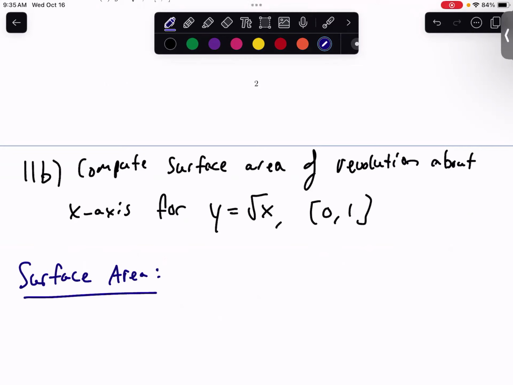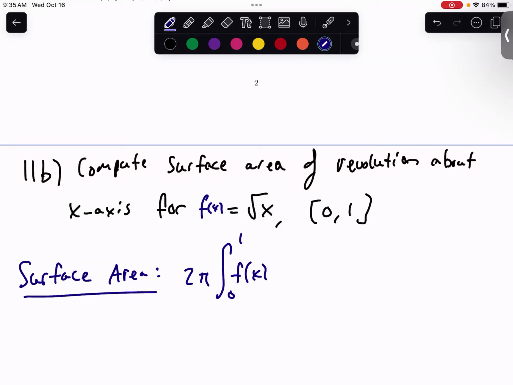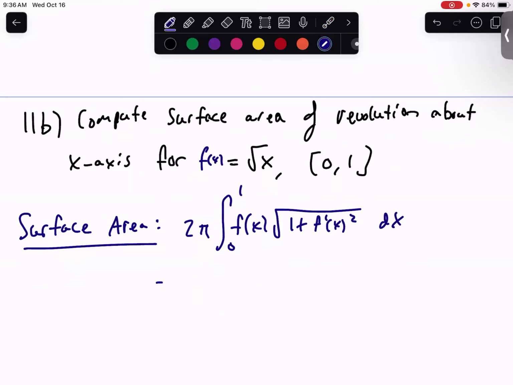So the surface area is given by 2 pi times the integral from 0 to 1 of whatever your y is. Maybe instead of y, let's write f of x. It doesn't really make a difference, but I like writing f of x inside of the integral. This will be times the square root of 1 plus the derivative squared. So this part is really just like the arc length, but then you also have this f of x that you're multiplying it by. For this particular example, f of x is the square root of x, so this is 2 pi times the integral from 0 to 1 of the square root of x times the square root of 1 plus f prime of x squared dx.